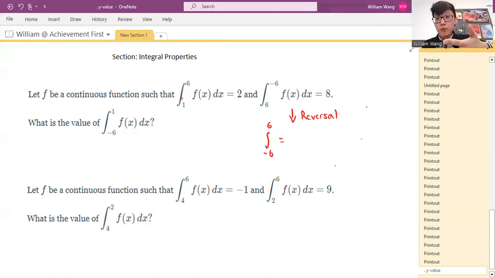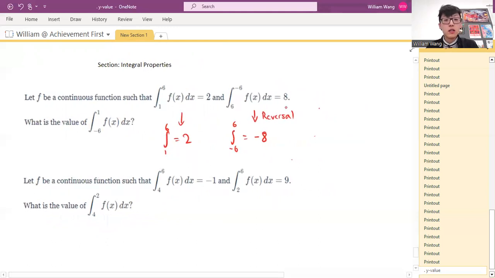What happens when I flip the two numbers? What would happen to my 8? If you look at your reversal property, you should know that it's now going to be -8, right? So my reversal, my integral is -8. And I already know, I'm just rewriting this, my integral from 1 to 6 is equal to 2.